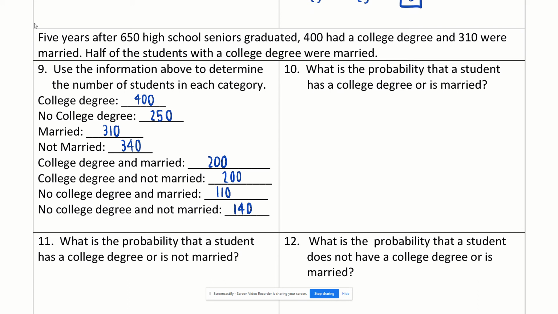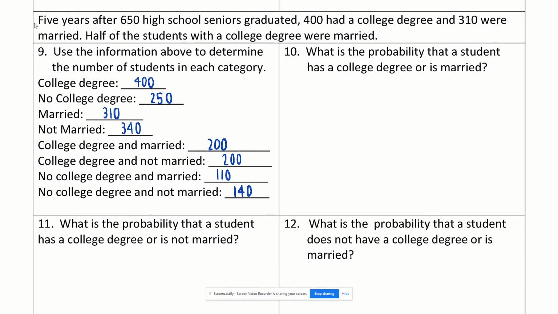So there's a ton of possibilities here, right? It's kind of getting crazy. But I would recommend, if you've got difficult questions, sometimes it's good to break all these numbers down, make sure you have them all correct, and then go and answer your group of problems. So look at number 10. It says, what's the probability that a student has a college degree or is married?